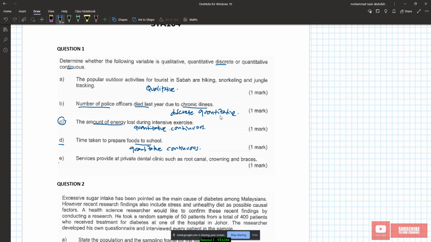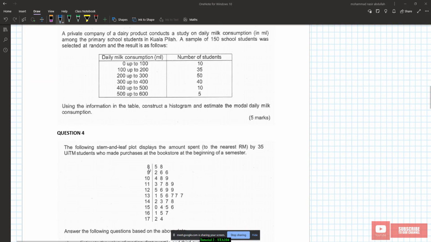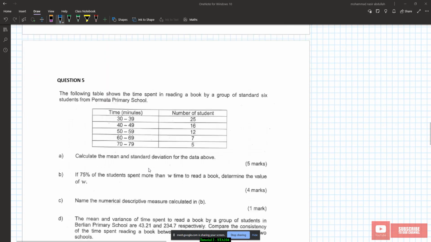Right? So E, service provided at private dental clinics such as root canal, crowning and braces. So this one should be what? Qualitative. So see, these 5 questions should be very simple and you should not lose the marks from this question lah. So let's jump to question number 6.